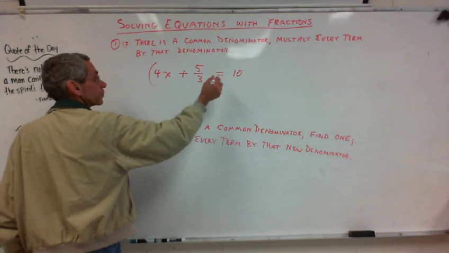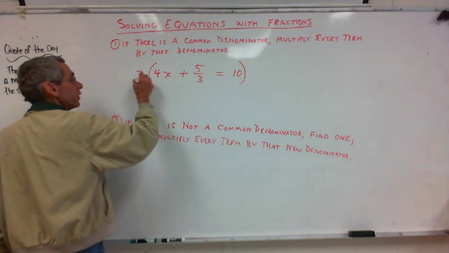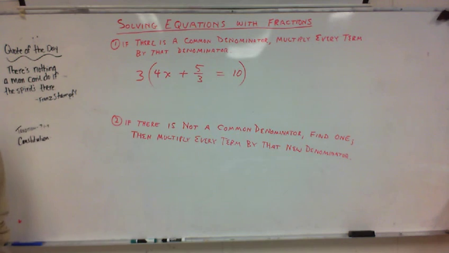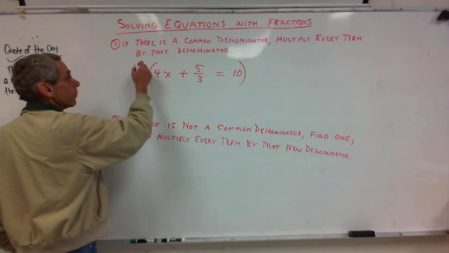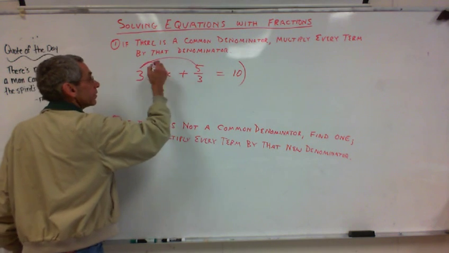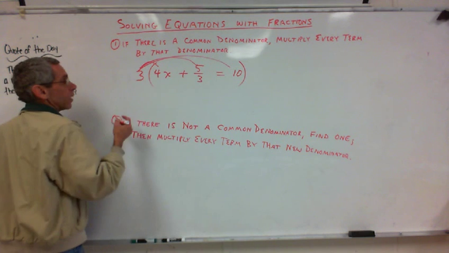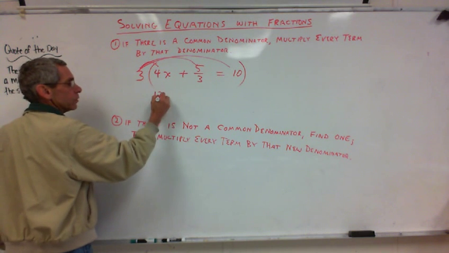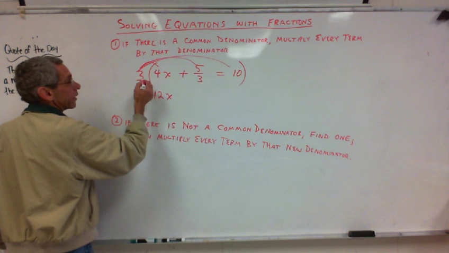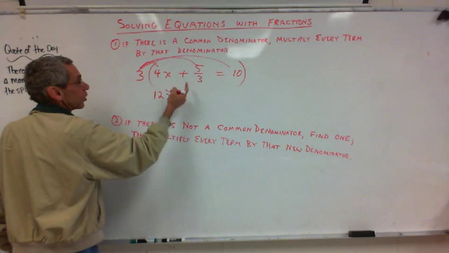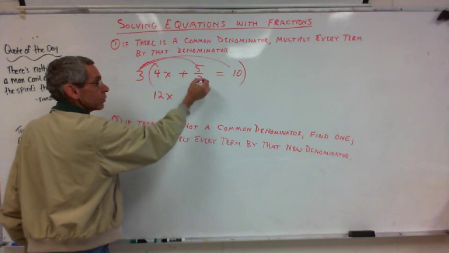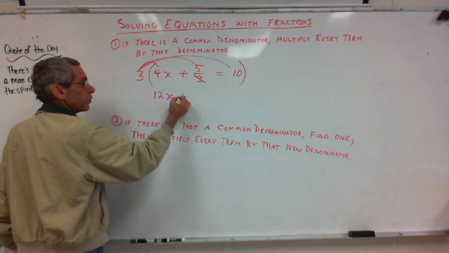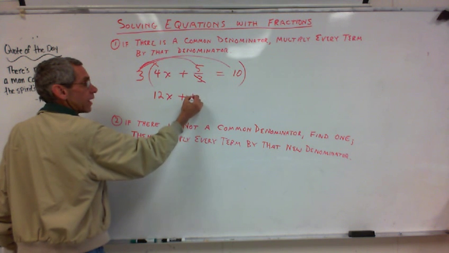Watch this. I'm going to multiply everything times the denominator, times 3. So I'm going to do this, and then this, and then this. What is 3 times 4? 12. So 3 times 4x is 12x. 3 times 5/3, the 3's cross out, right? So what do I have? 15. Plus 5. Whoa, wait.